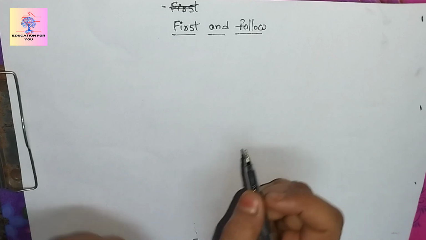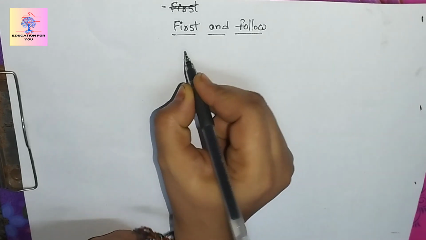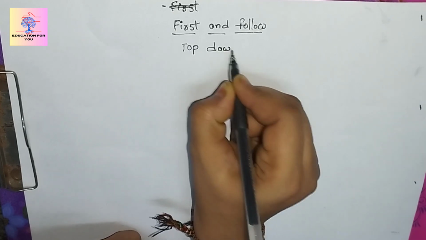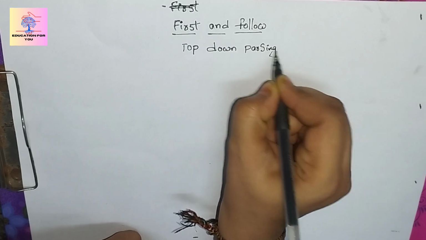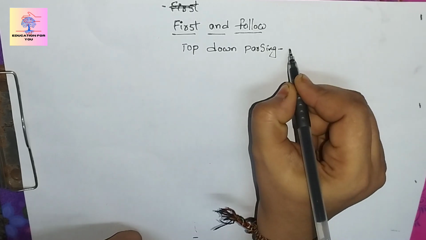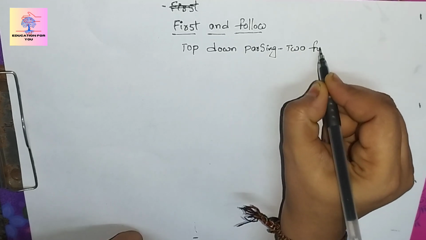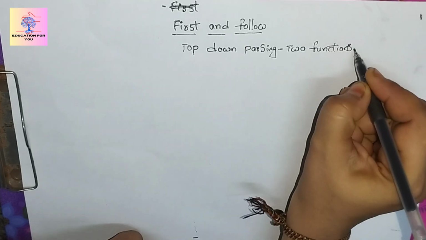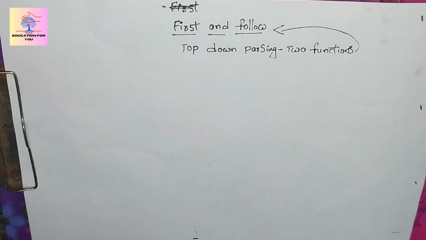Our first concept here is first and follow. In top-down parsing, we are using two functions. Those two functions are called first and follow. In top-down parsing, we are using these two functions.